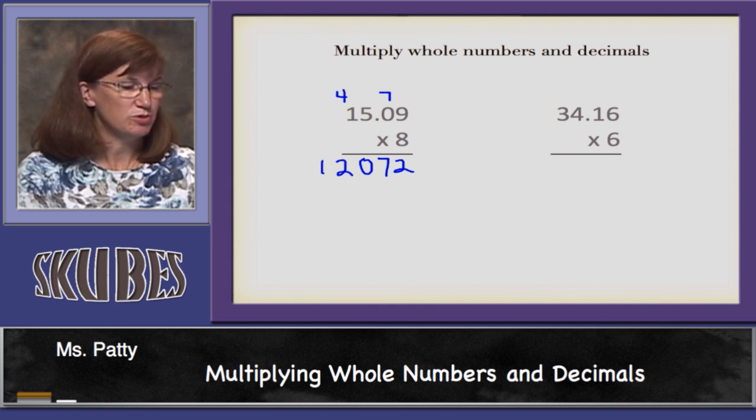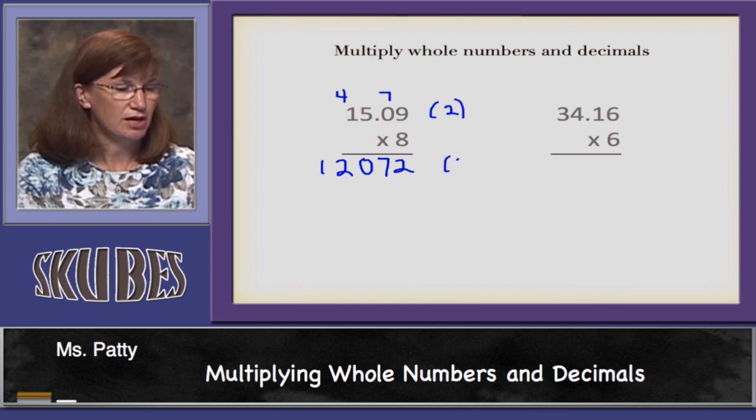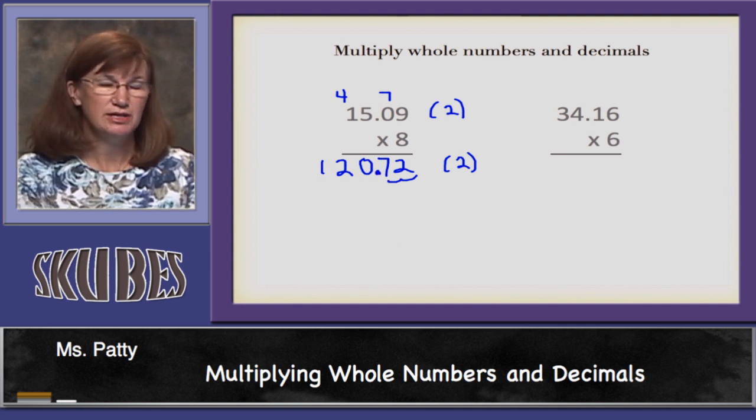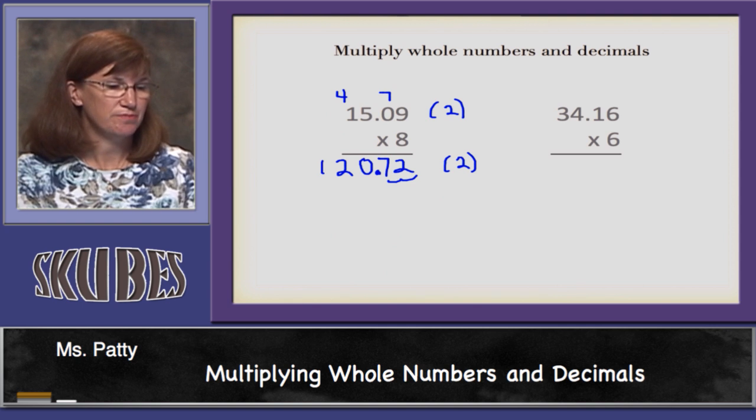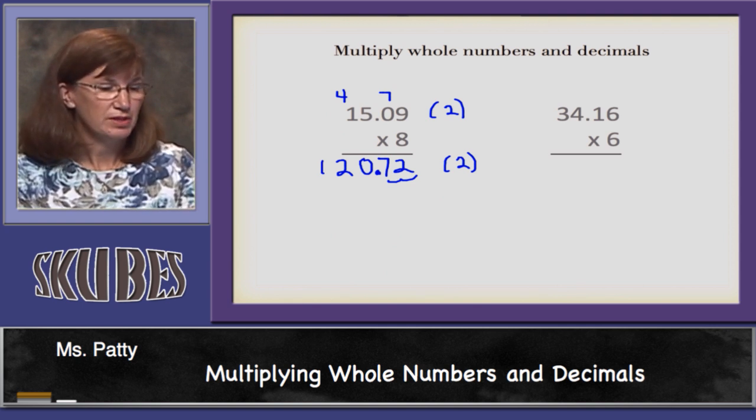Now let's count the number of decimal places. We had 2 here, which means we must have 2 here. So we count over, we place our decimal. Our answer is 120 and 72 hundredths. Let's practice some more.